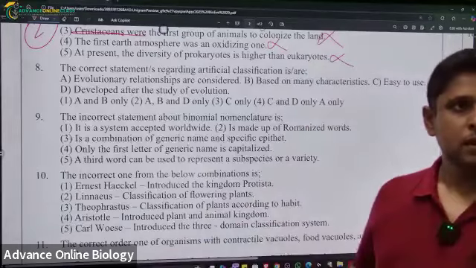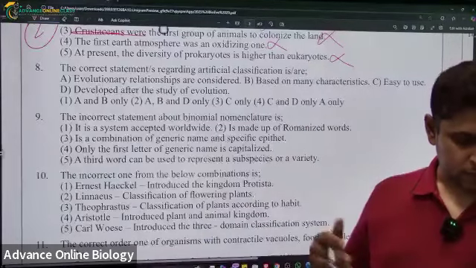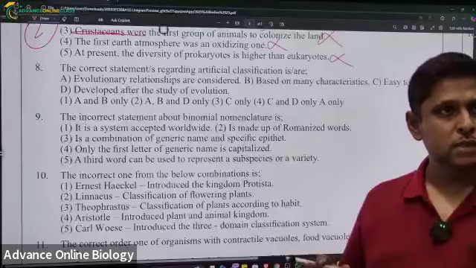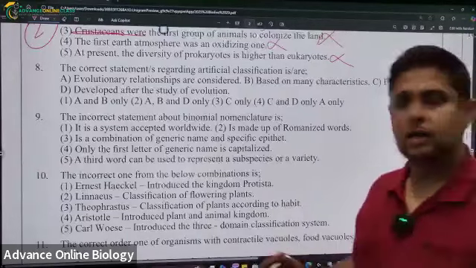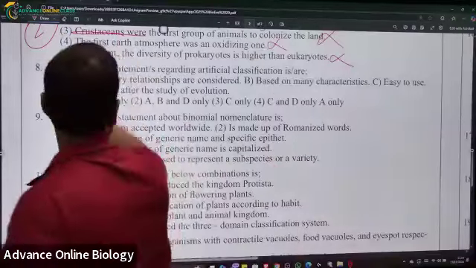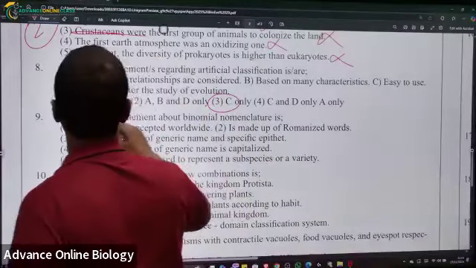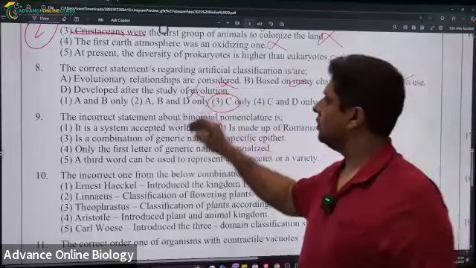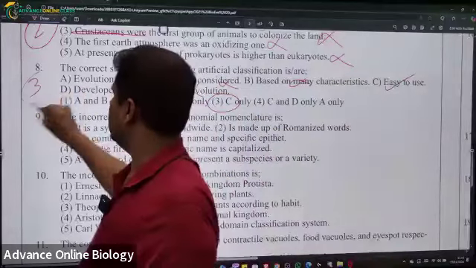Easy to use, yes. And then, developed after the study of evolution. No. So what is the answer, people? What do they ask? The correct one. Then C only. Other statements are wrong. So we have the answer, the third one.